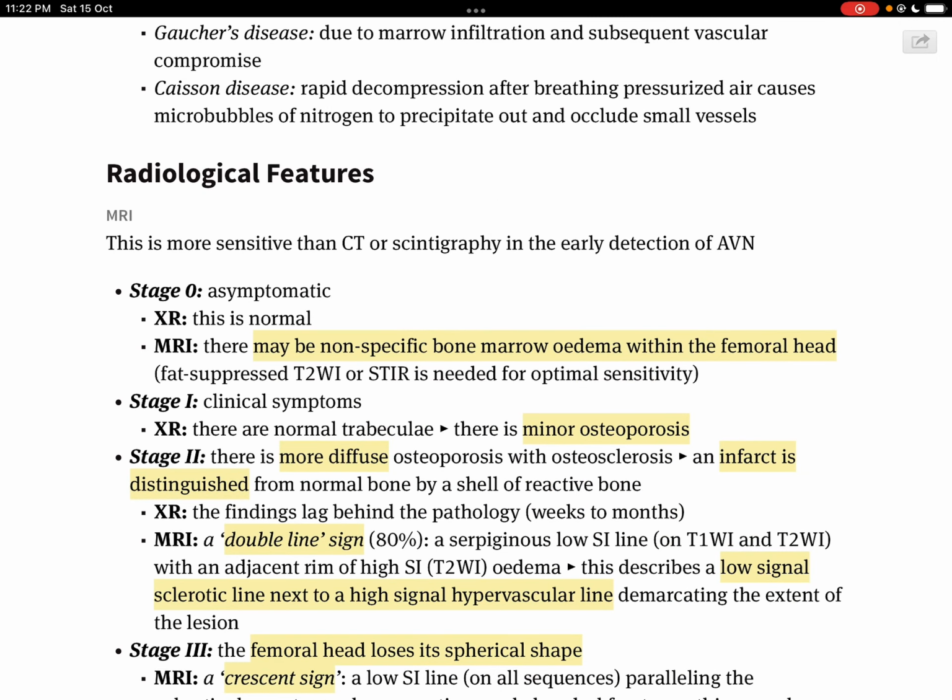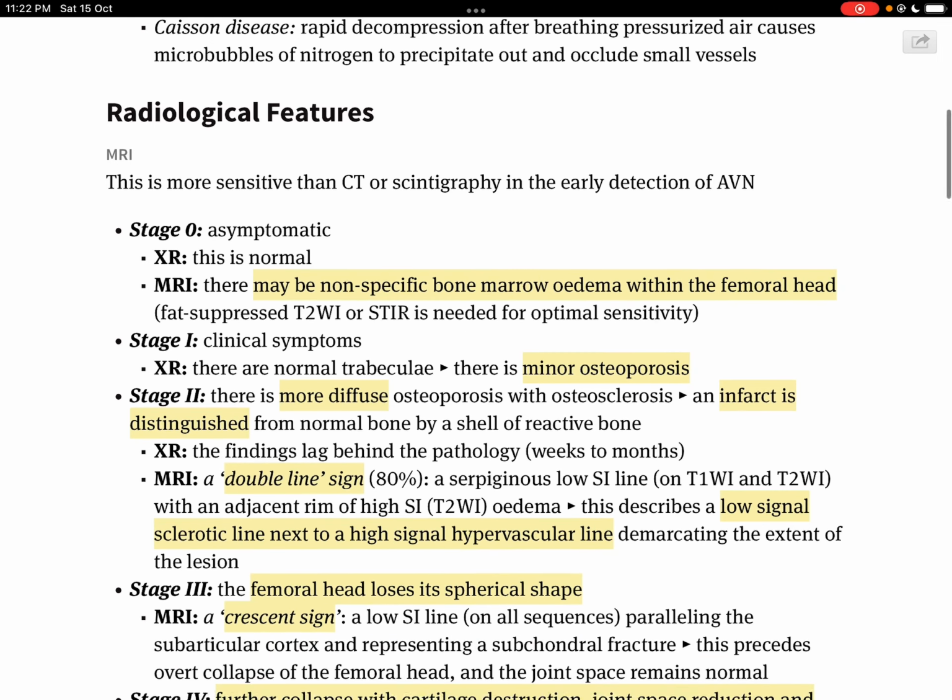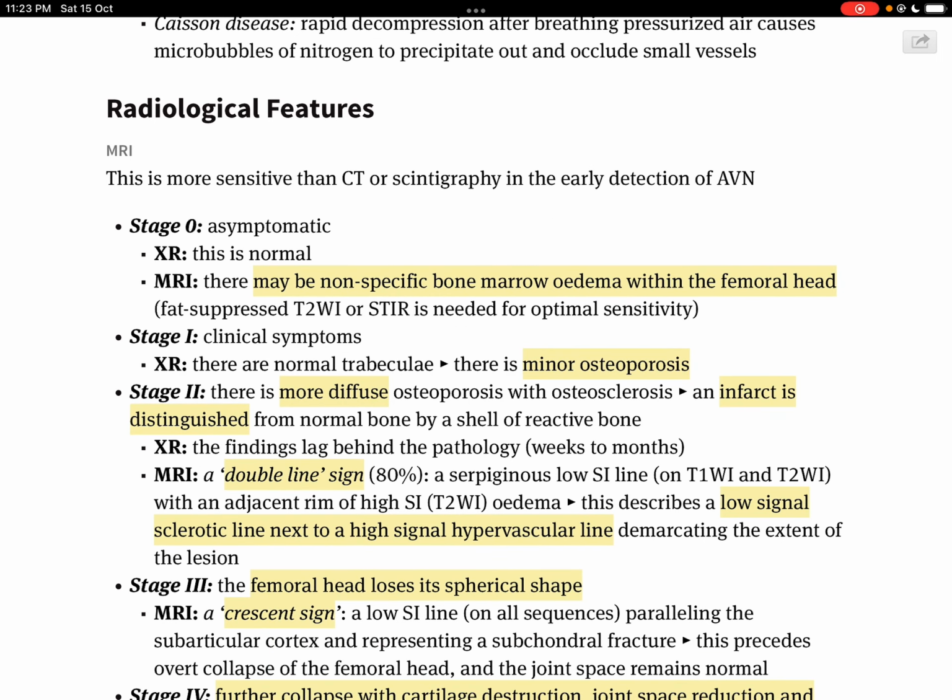MRI is more sensitive than CT or scintigraphy in the early detection of AVN. Stage 0 is asymptomatic. On X-ray, stage 0 is normal. On MRI, there may be non-specific bone marrow edema within the femoral head. Fat suppressed T2 weighted or STIR is needed for optimal sensitivity.